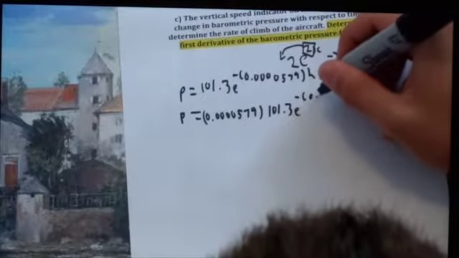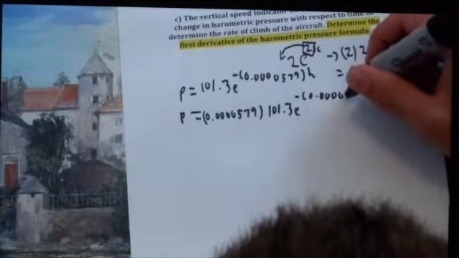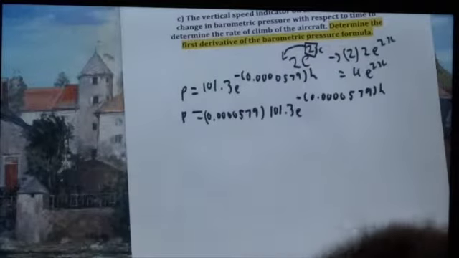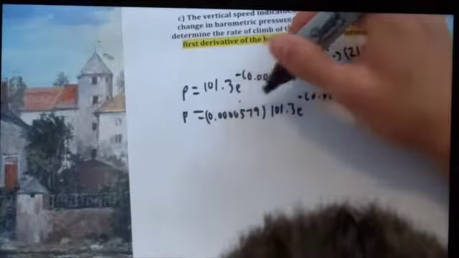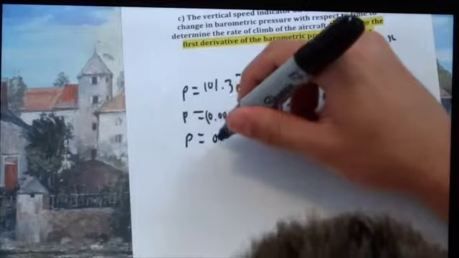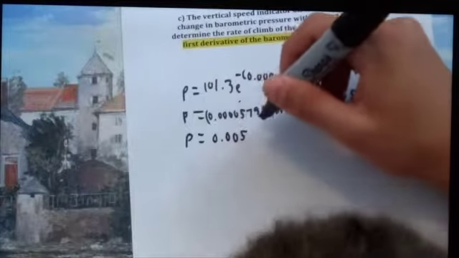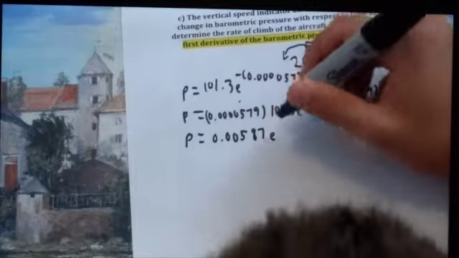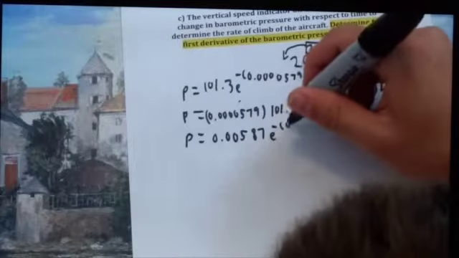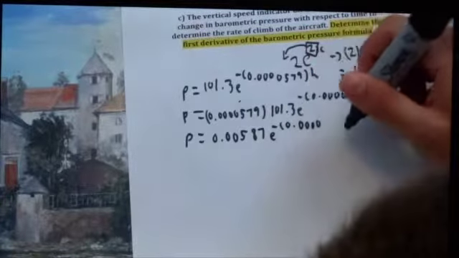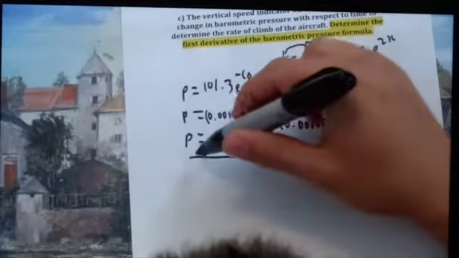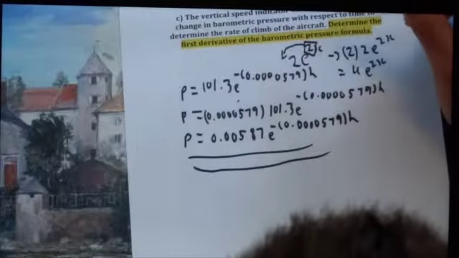So negative 0.0000579h. And we multiply these two numbers together, so these two numbers here. Our final answer, P prime, is equal to negative 0.00587e, and we're still keeping the top part, negative 0.0000579h. And that's our answer to part C, the first derivative of our barometric pressure formula.